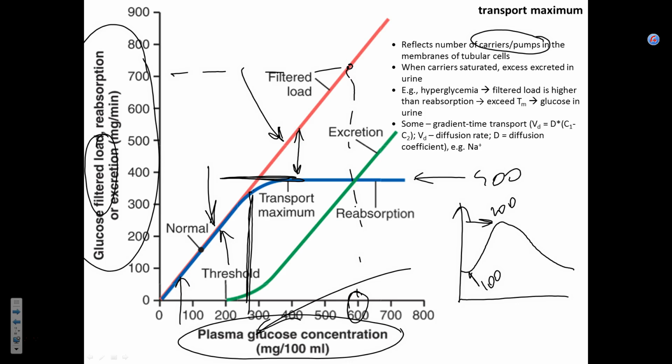Glucose levels for the person with diabetes at the peak of the GTT can easily be 800. At this level, it's impossible to reabsorb all the glucose that is filtered out in the filtrate. So glucose will be passed out with the filtrate in the urine. That is reflected here, the green line, the excretion.